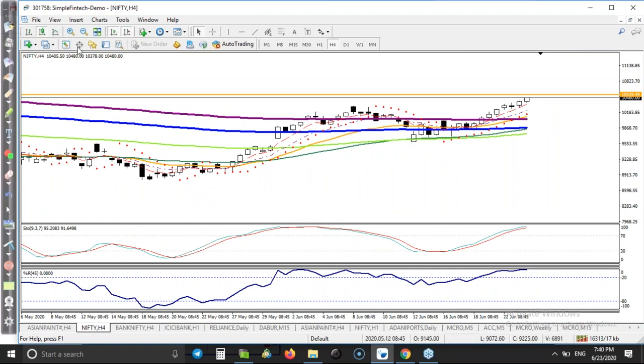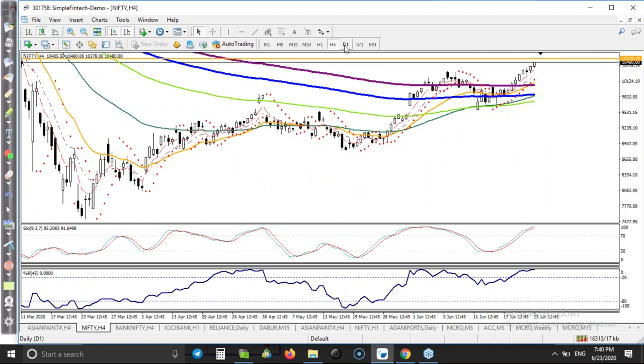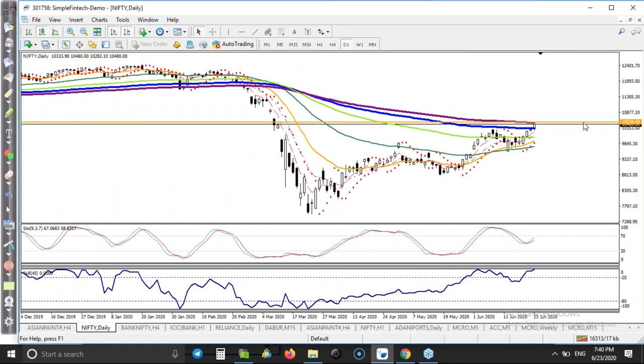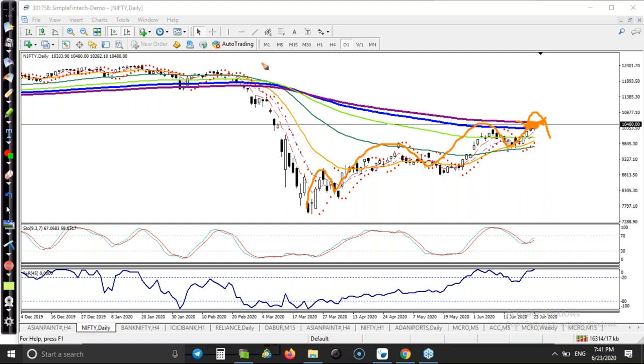Now see, Nifty. Let me zoom a little more. Let's go to the daily chart. Let me remove this one. Now see, Nifty is running in an uptrend: higher high, higher low, higher high, higher low. Suppose they are creating a higher low. Just think, in that case, what exactly are we doing?